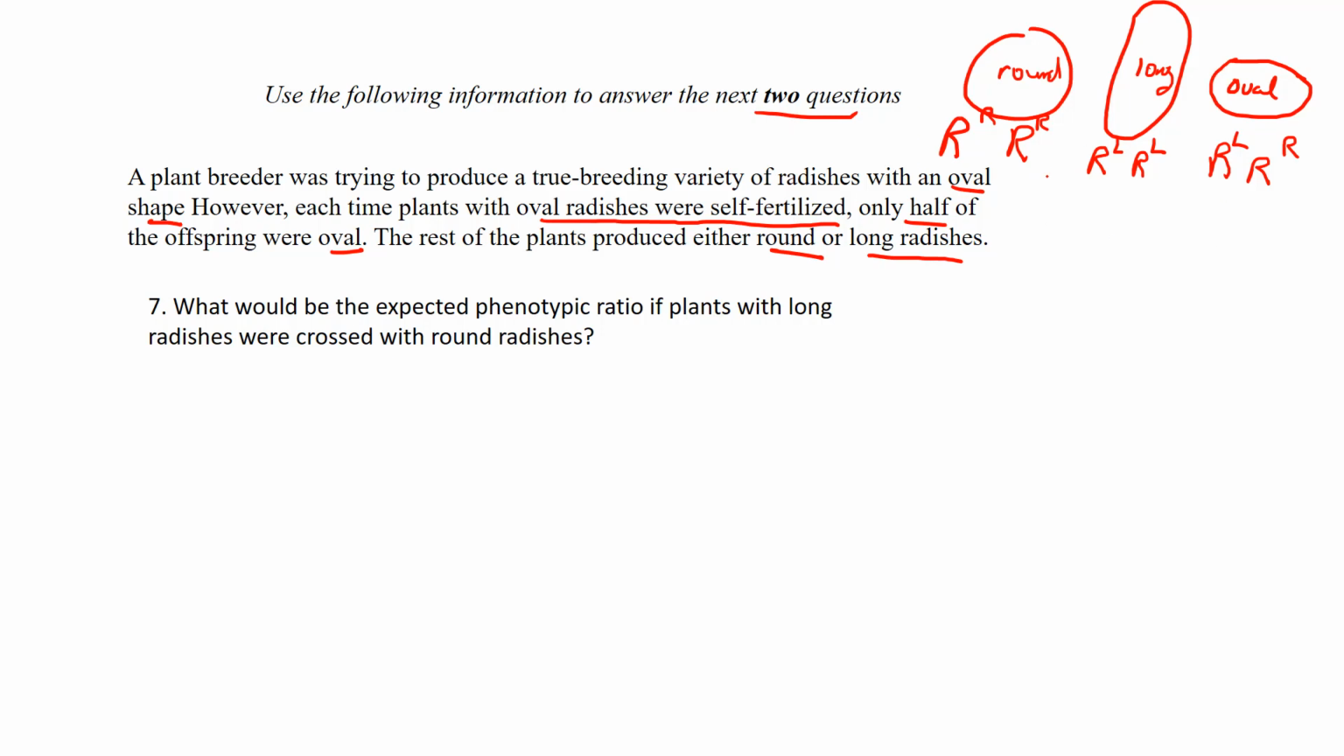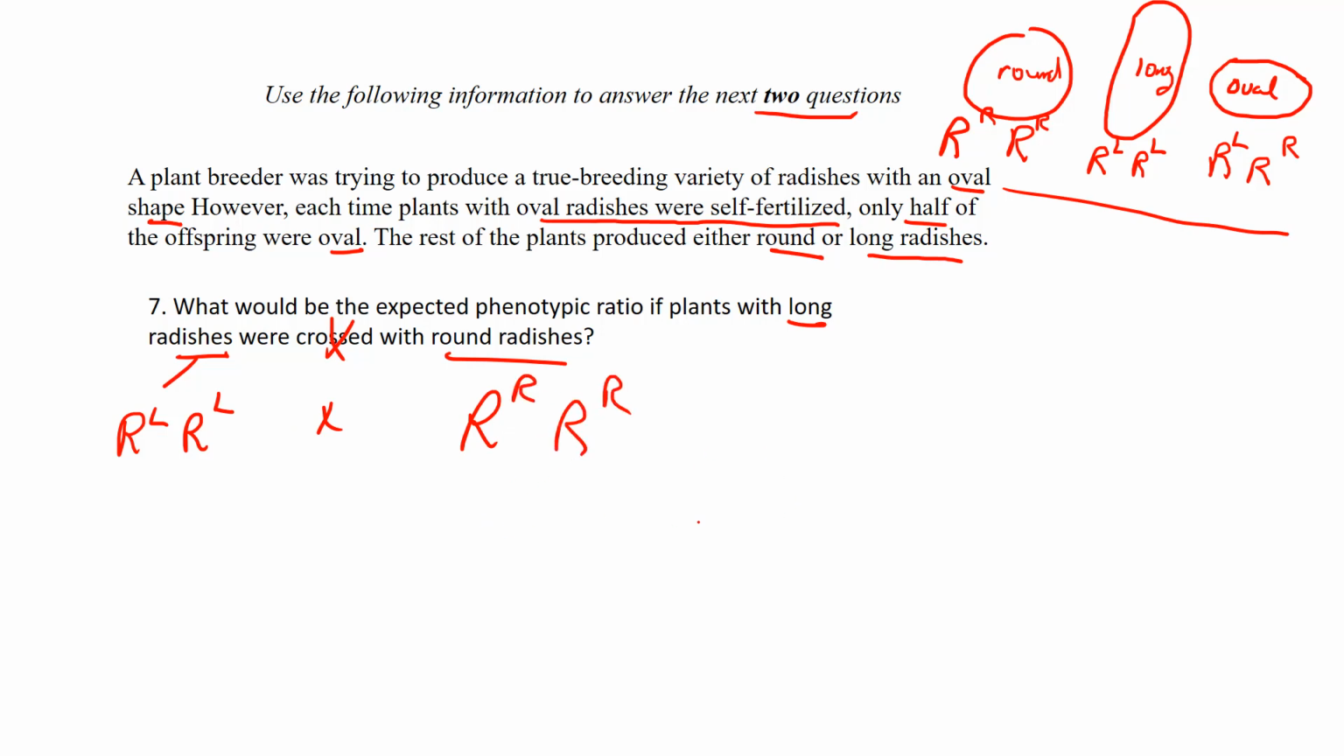So once we know that legend, and that's our legend right here, let's go on to the questions. They're not so bad after that. That is by far the hardest part of these questions. What would be the expected phenotypic ratio if you took a long radish, underline that parent, and crossed that with a round? So now that we have those legends up there, not so bad. Long is capital R superscript L, capital R superscript L, crossed with a round radish, which is capital R superscript R, capital R superscript R. Bring those together.